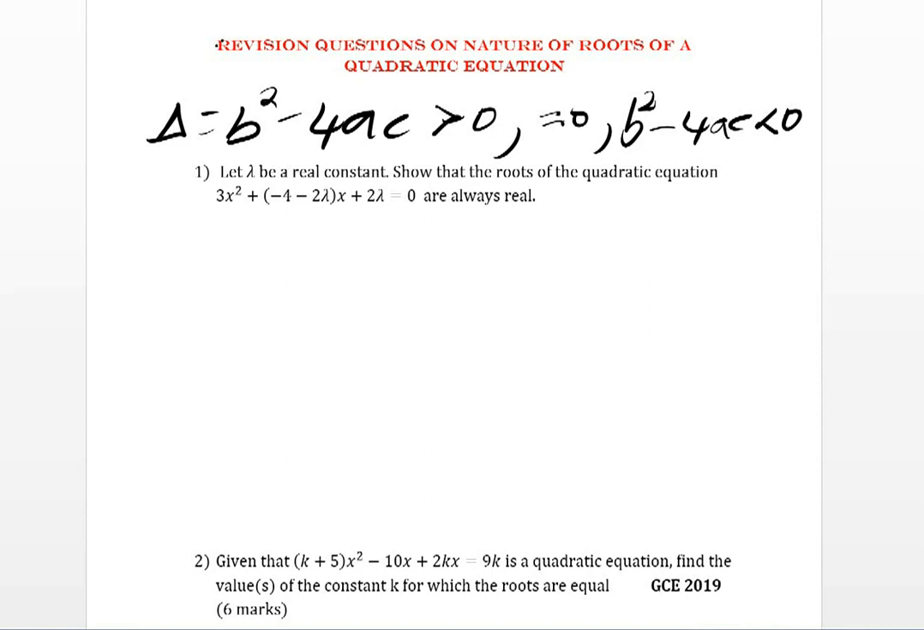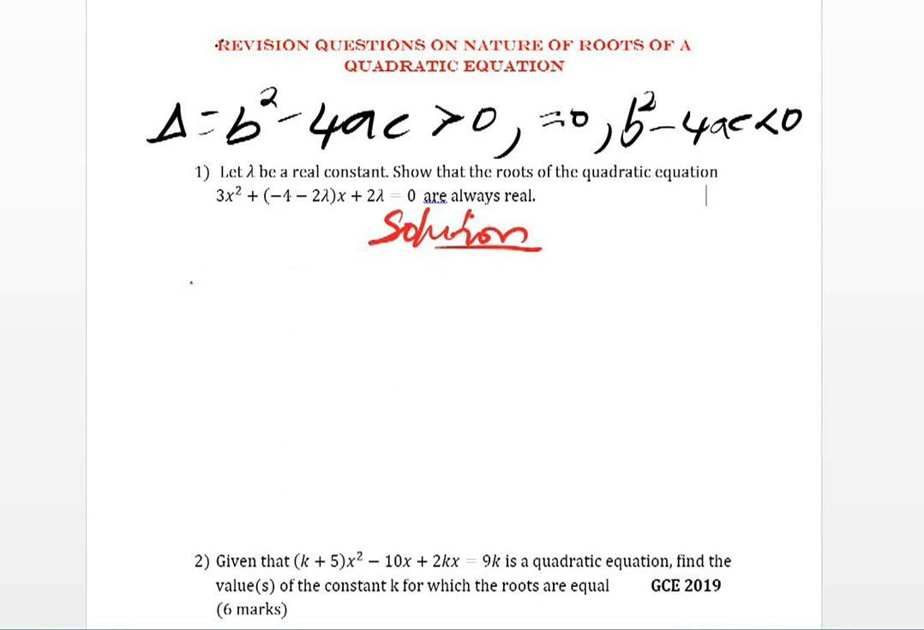Now talking about this one, let lambda be a real constant. Show that the roots of the quadratic equation 3x squared plus (negative 4 minus 2 lambda)x plus 2 lambda equal to 0 are real. The very first thing that is good to do here is to verify, to know the values of a.